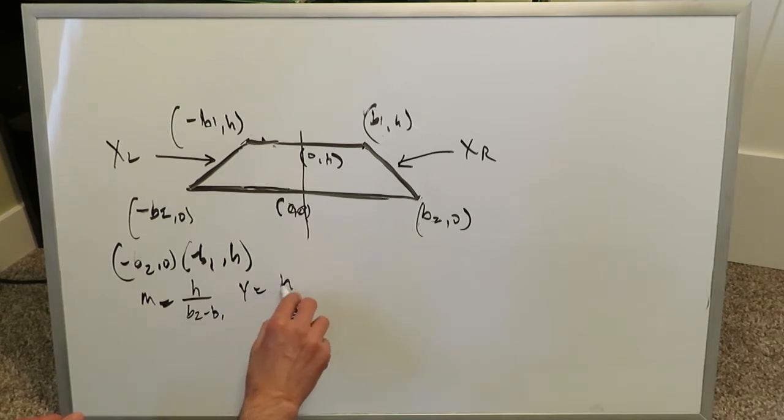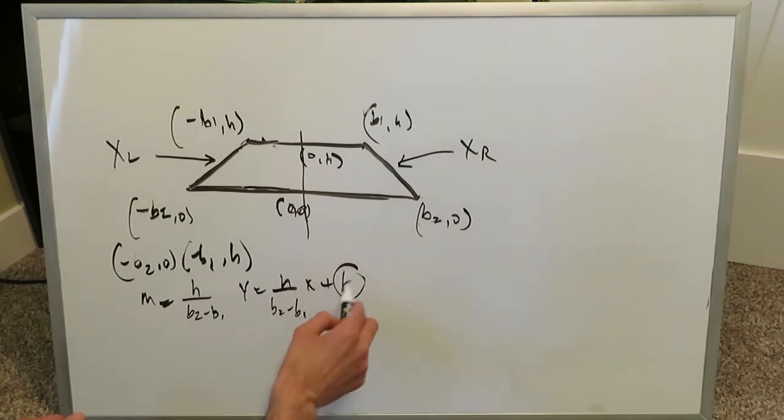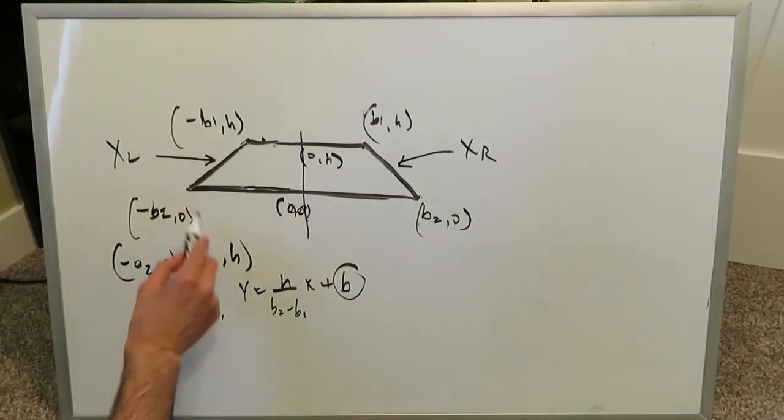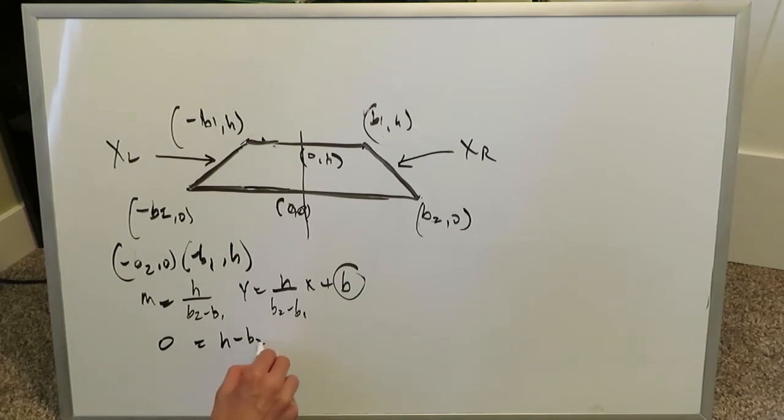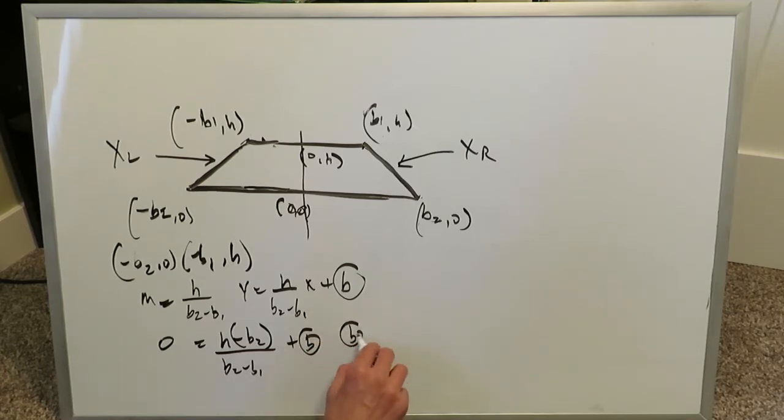y is equal to h over b2 minus b1 times x plus your y-intercept, which I'm just symbolizing with a circle with a b in it, because we already have b's used up here in terms of letters. We'll plug in this coordinate pair, x value, y value, into this equation. 0 is equal to h times minus b2, which is my x value, divided by b2 minus b1, plus your y-intercept. Your y-intercept is equal to all of this on the other side, which is just b2 h divided by b2 minus b1.